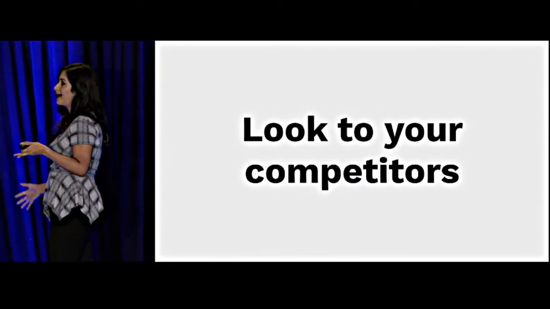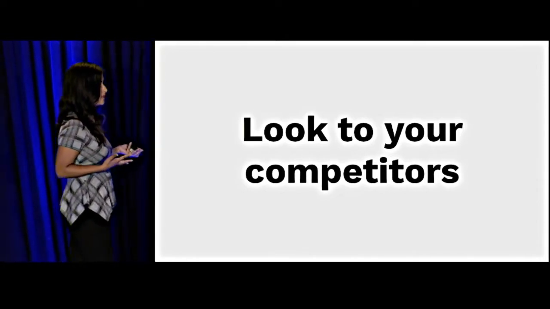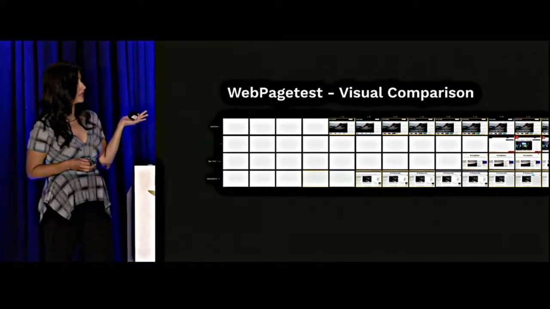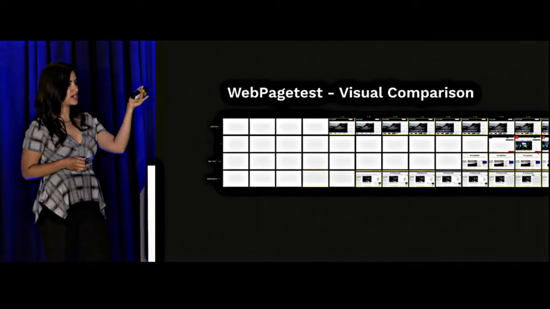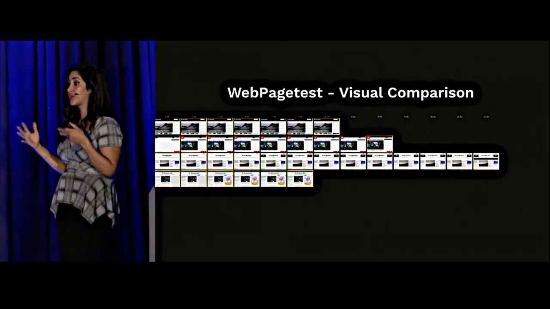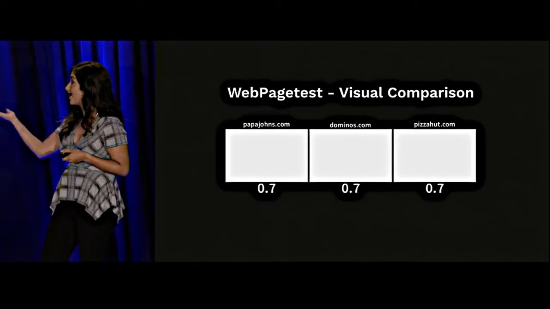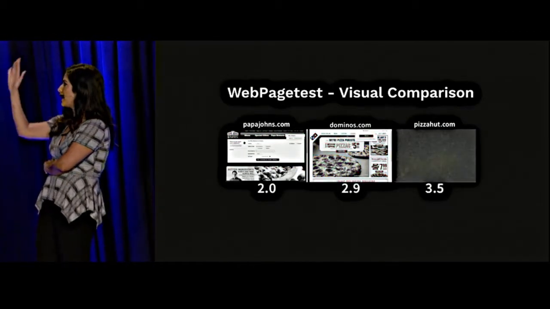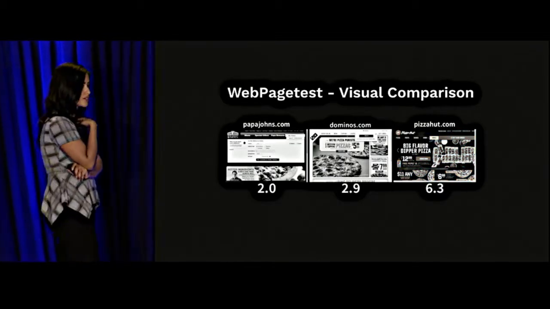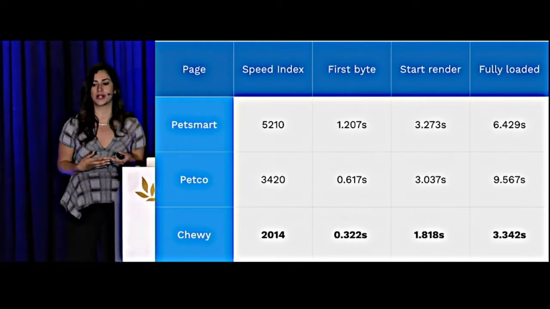And then you can look at competitors and how they're doing. So performance is a competitive advantage, as we saw from some of the case studies from Walmart and Amazon. So you can do a visual comparison in Web Page Test, and it'll output this timeline. So you can see exactly what a user's experience is going to be like through your site and your competitors. You can also export it as video. And I think this is really powerful because you can actually see how some sites are loading much slower than others. And what you can do is start to plot some of these numbers in a spreadsheet.